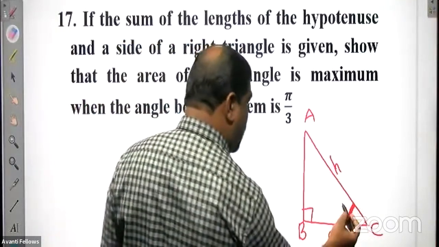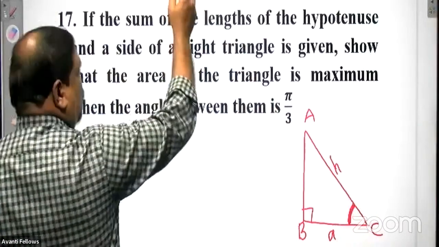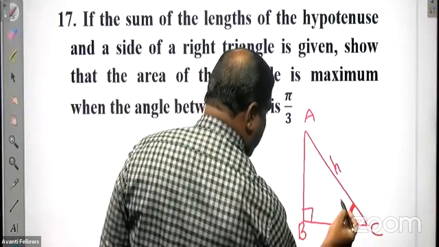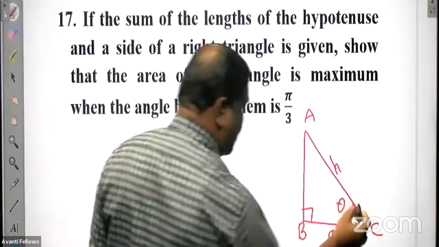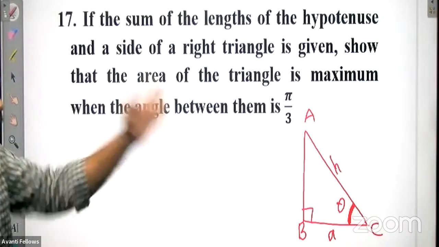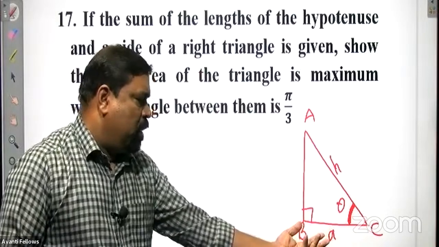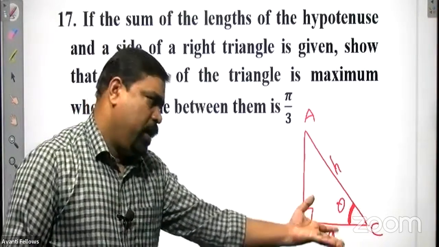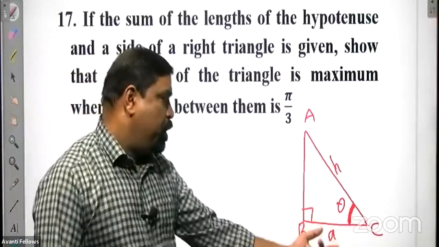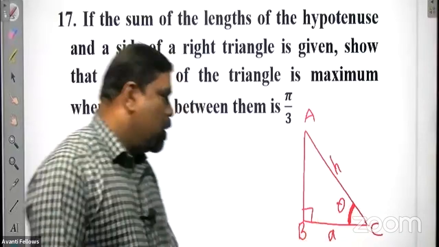For the time being, let the angle between the two sides, that is the hypotenuse and the given side, be theta. Draw a figure, mark the hypotenuse as H and another side as A. BC, you can mark it as A. Generally, we mark the side opposite to the angle A as A. That's why I have taken A, or B, anything you can mark.